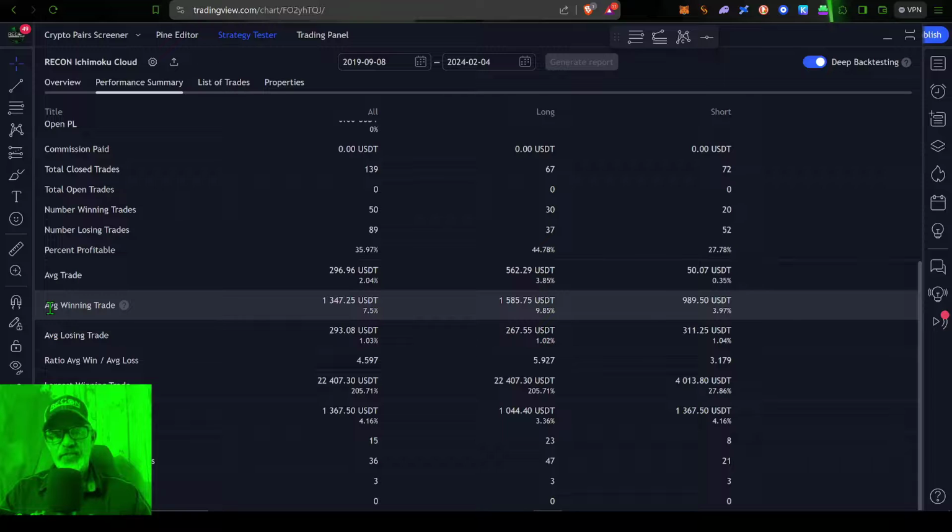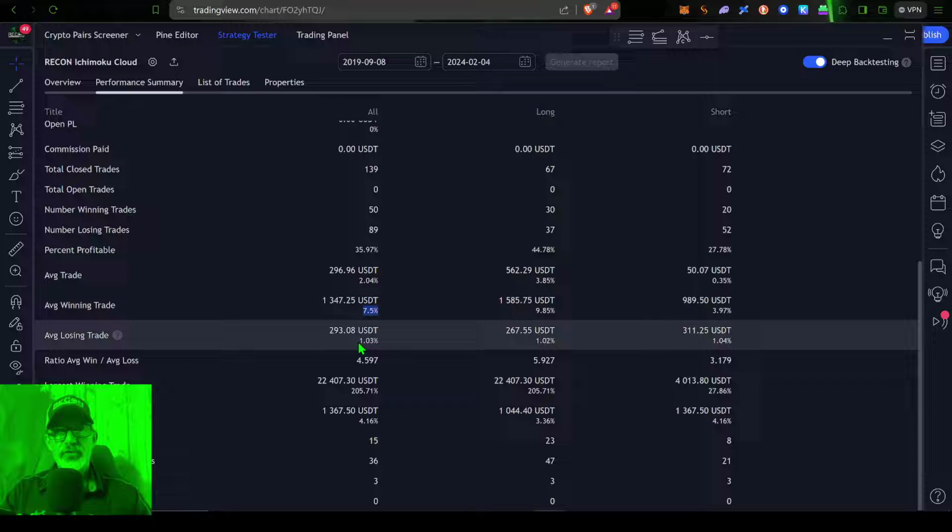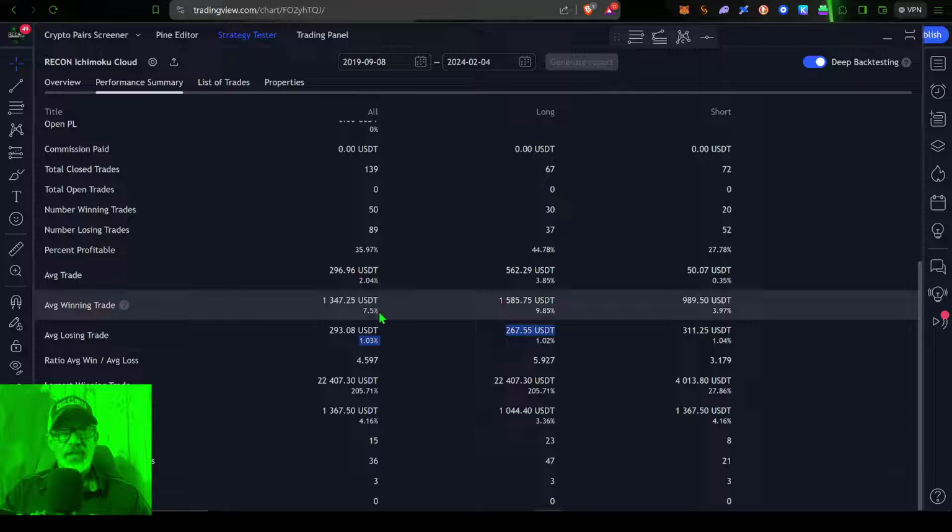And something else you can take a look at is the average winning trade. You're at 7.5%. Your average losing trade is 1%. So your winners are running and the strategy is cutting the losers short. You don't want the losers to run. You want to get out as soon as the strategy sees that it is wrong. And in this case, a 1% loss versus a 7.5% win. Again, a very profitable strategy.